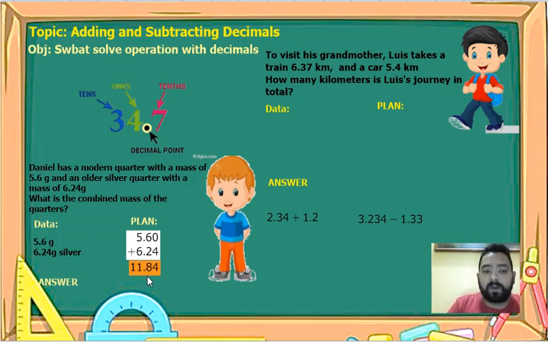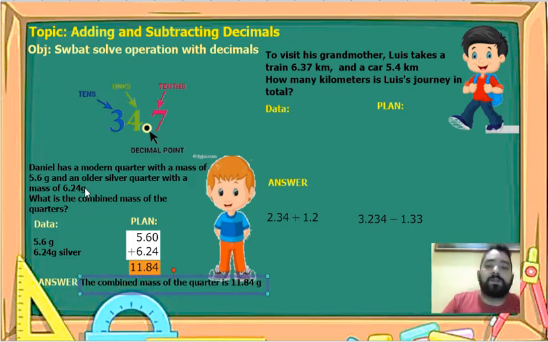So at the end, in the answer, we can say that the combined mass of the two quarters is 11.84 grams. The combined mass of the quarters is 11.84 grams, and this is going to be our answer. Remember, the answer of the problem needs to be in a word phrase. So this is your answer for this situation.